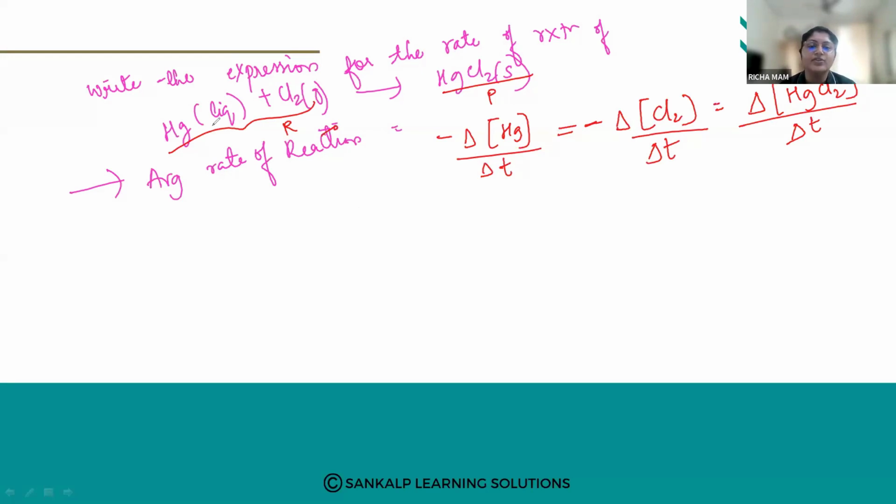So whenever they give you such an equation or expression and tell you to write the average rate of the reaction, for your reactants you have to mention the negative sign, and for your product you should not mention a negative sign. This is the case when the stoichiometric coefficients of the reactant and product are the same. You can see everywhere it is 1, right? So this was case 1.